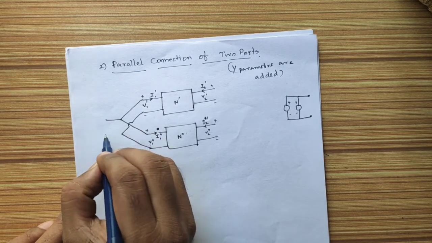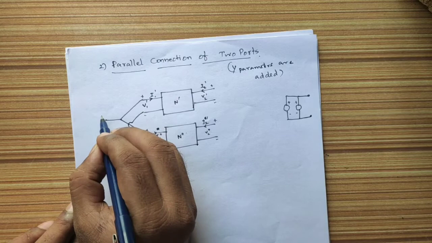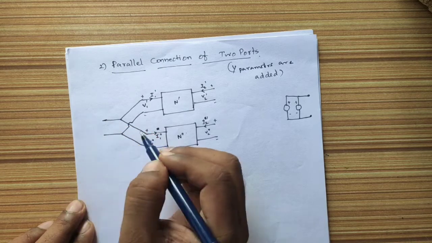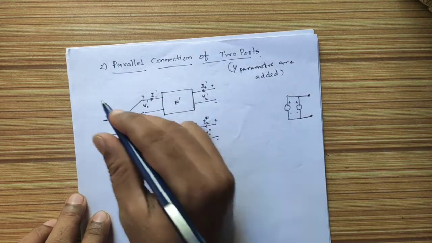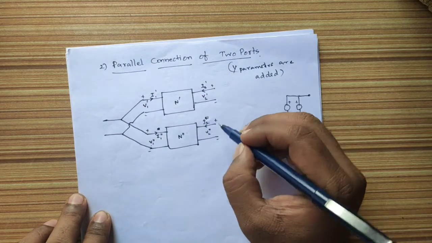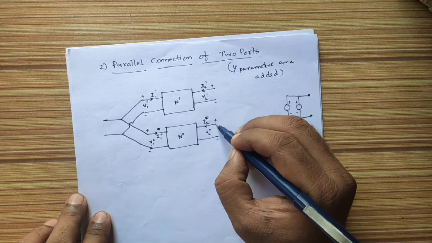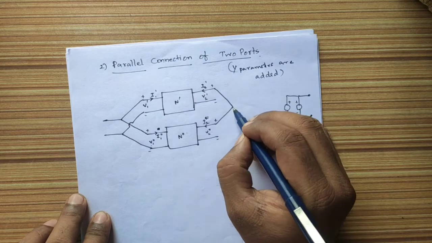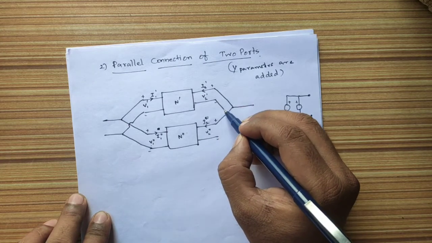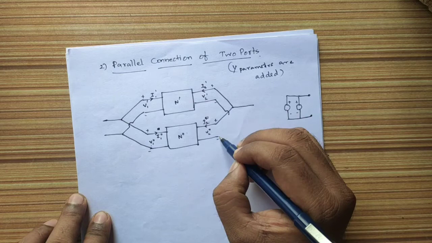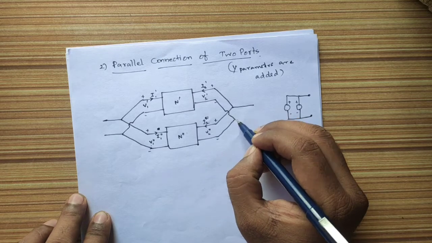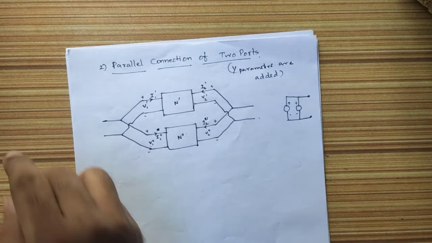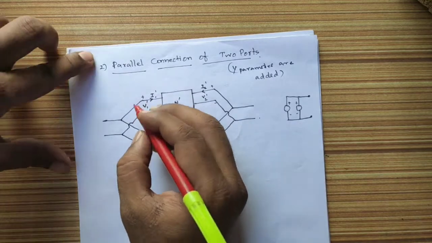Now this is nothing but two ports, the resultant of the input ports. And similarly, on the output side, positive I am taking and connecting, that is one port, and negative, that is another port. Okay. Now the resultant network has what?